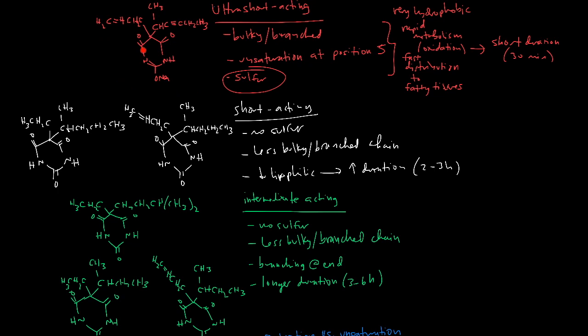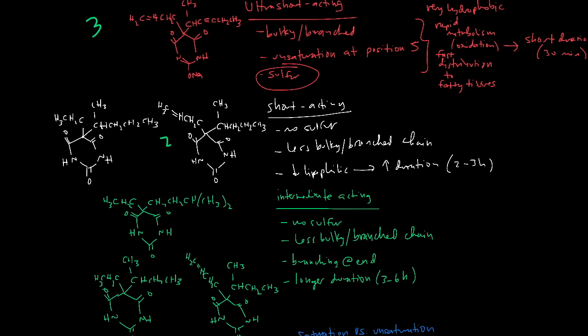So you have unsaturation here, which is 1, branching, which is 2, unsaturation, the triple bond, which is 3. So you have 3 things total. Over here, you only have 1 branching and 1 unsaturation, which is 2. So, having more branches and unsaturation means that this is ultra short acting compared to this, which is just short acting because it only has 2 of the unsaturation and branching.